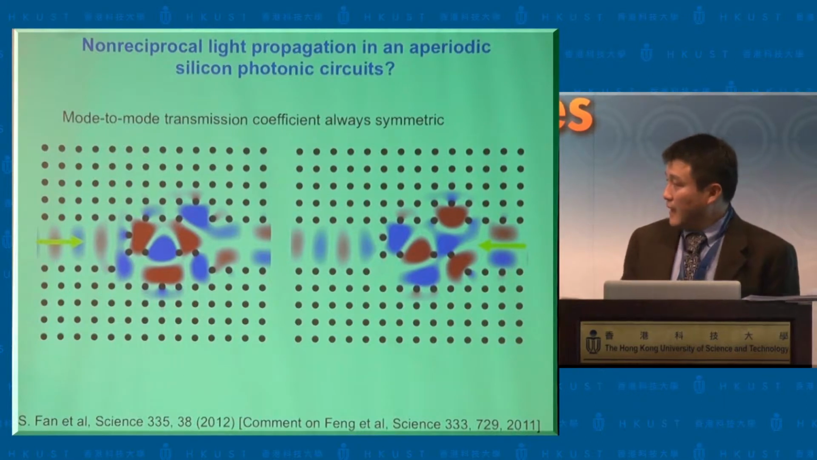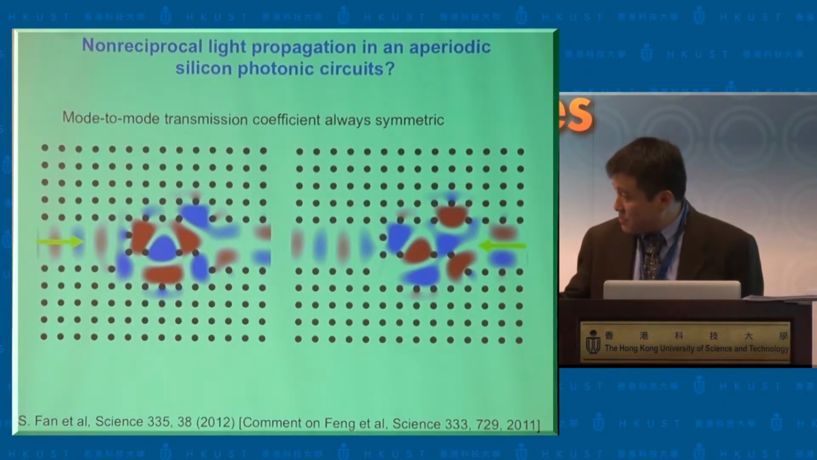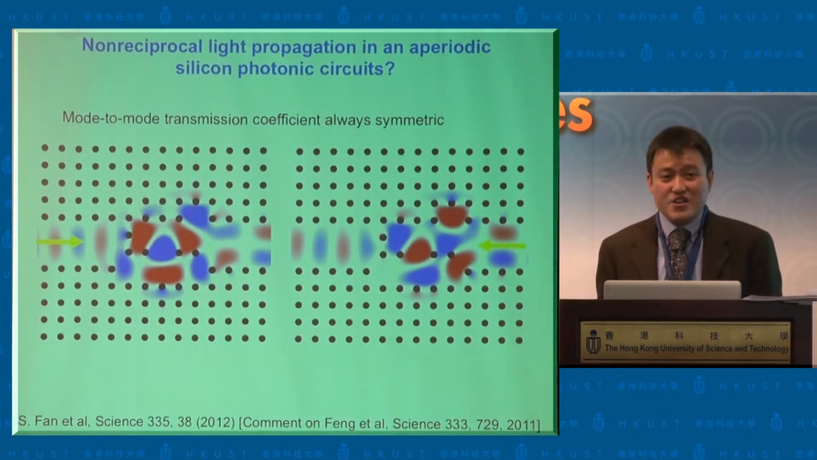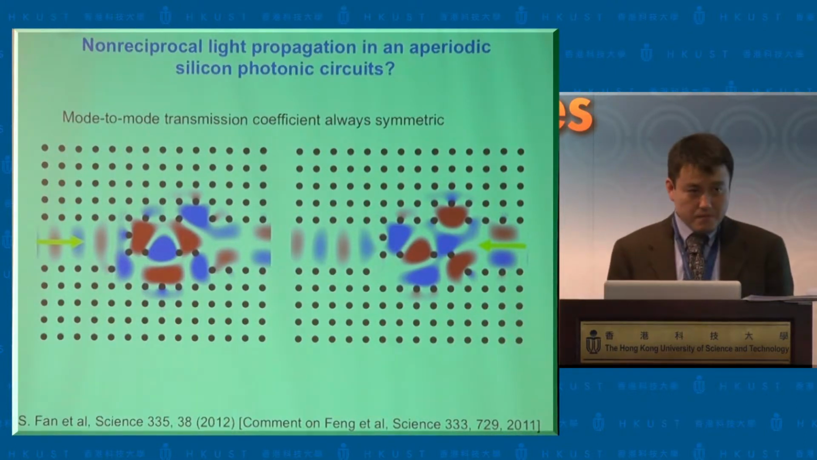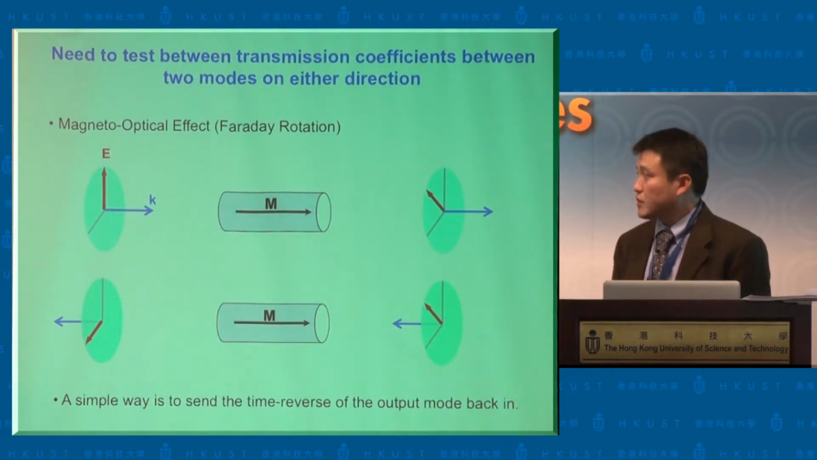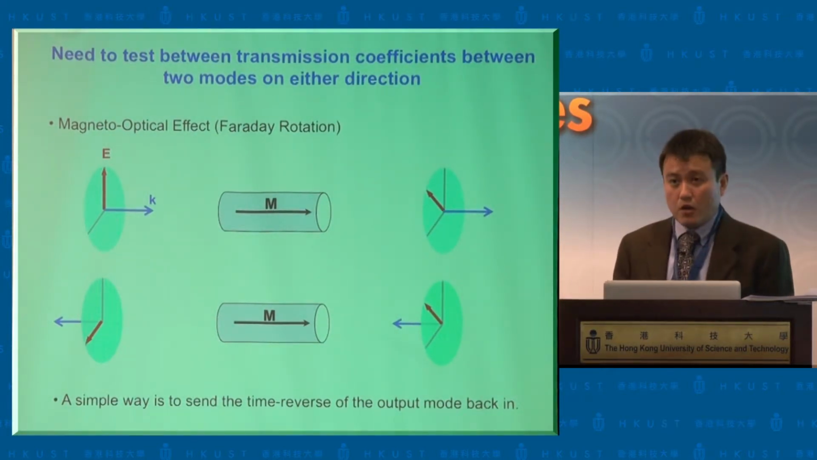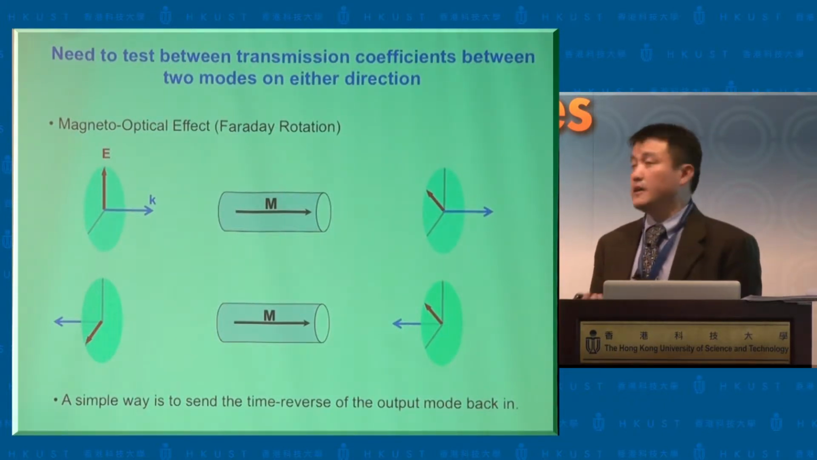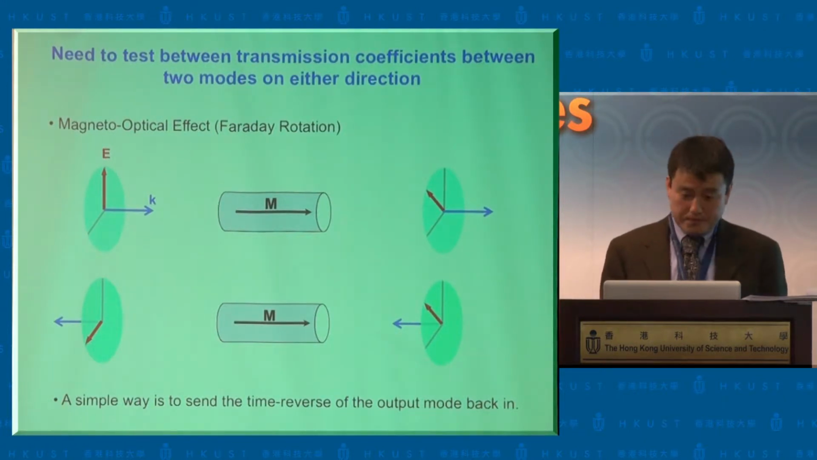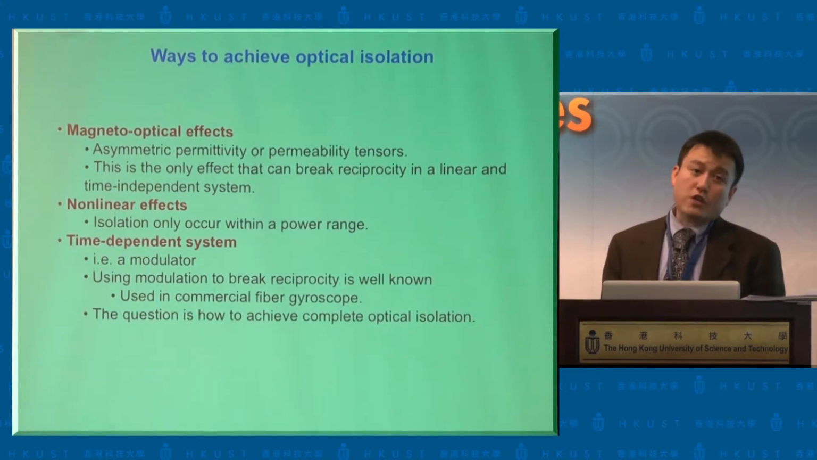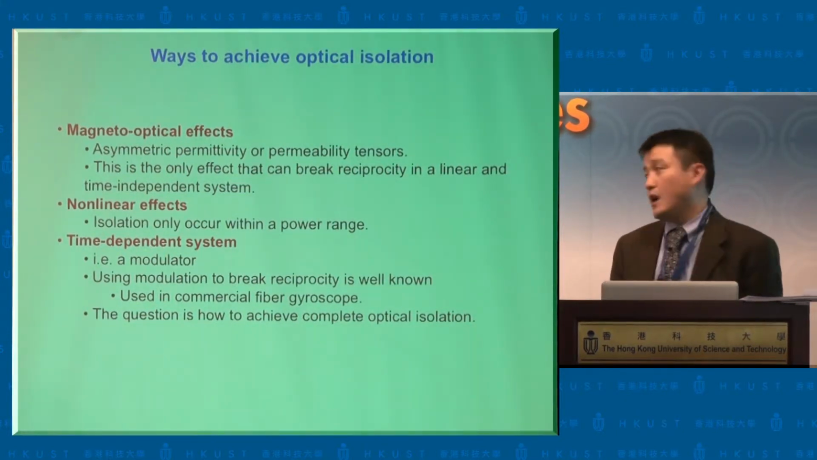Now, to get a more elaborate example, you can take a look at a comment that I recently wrote about a science paper that essentially made precisely this kind of isolator structure. So to reiterate, at least the first point, and I think you'll come back to the standard magneto-optical effect, is that the simple way to test is simply to time reverse the output mode. Okay? And also, again, to reiterate, if you need to achieve optical isolation, actually the choices are rather limited.